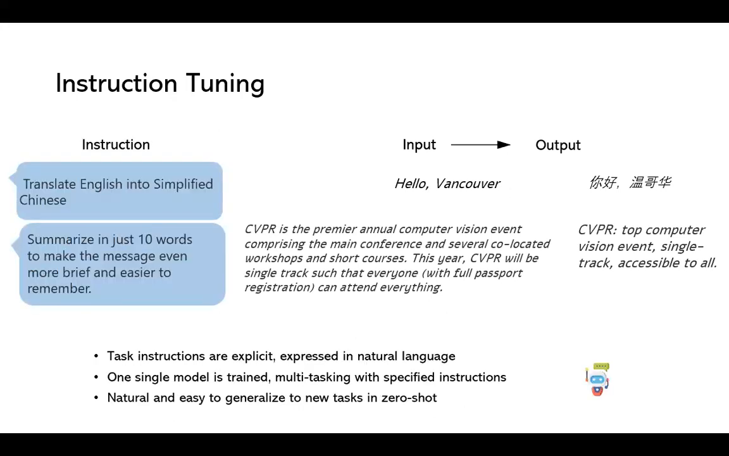Now it comes to instruction tuning. Instead of implicitly encoding the task instruction, instruction tuning actually expands the original data, right? Previously, we had input-output data pairs. Now we expand them to instruction-input-output triplets, and we augment the task instruction and put it very explicitly as part of the training data. For example, in the first case, I add the instruction "translate into simplified Chinese." In the second example, it's "summarize the input text in 10 words." Those will be part of the training data for model training.